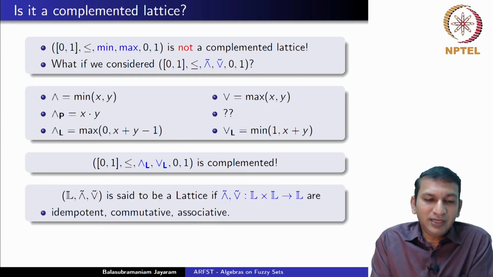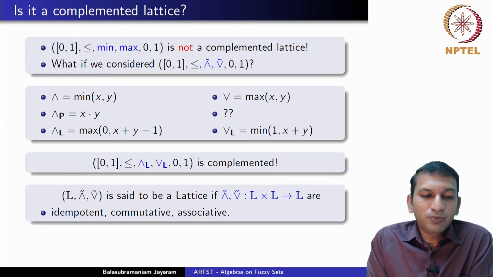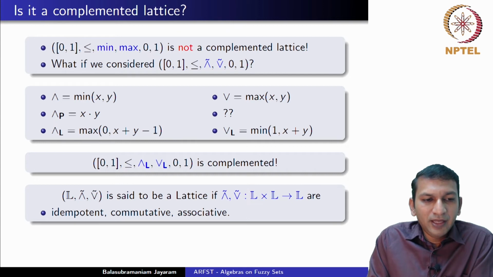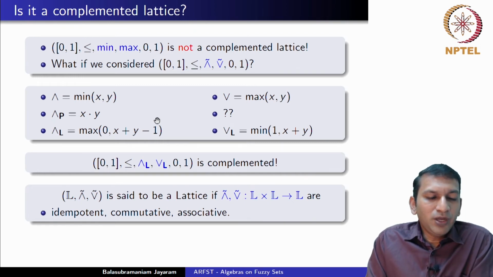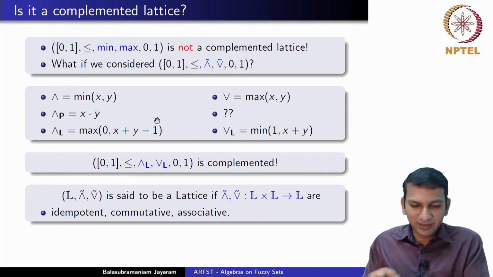For a lattice, we need that these two binary operations, closed though they are, should satisfy the conditions of idempotence, commutativity and associativity. Commutativity, easily you can see, instead of x plus y, you could write y plus x. Similarly, plus is commutative. Associativity also follows. You can quickly verify that. What about idempotence? Let's look at that.